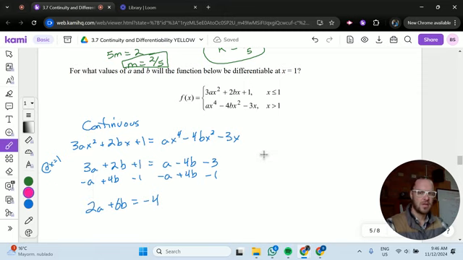Okay. Then let's do differentiability. God, that is a really long word to write every time. Differentiability. I'm going to start writing diff, I think. That's too much. Just diff.